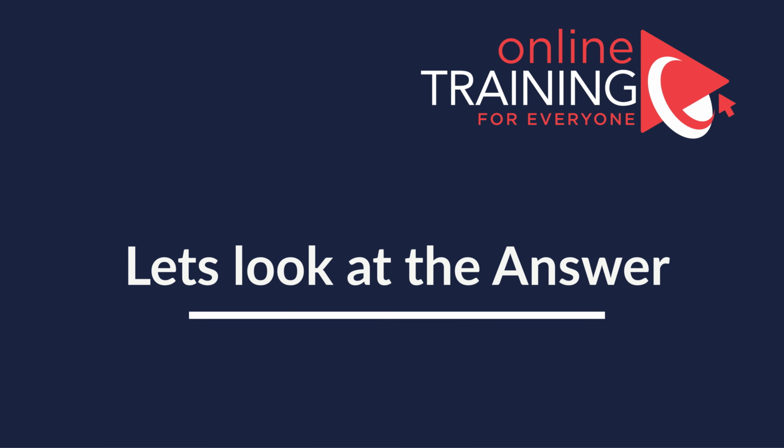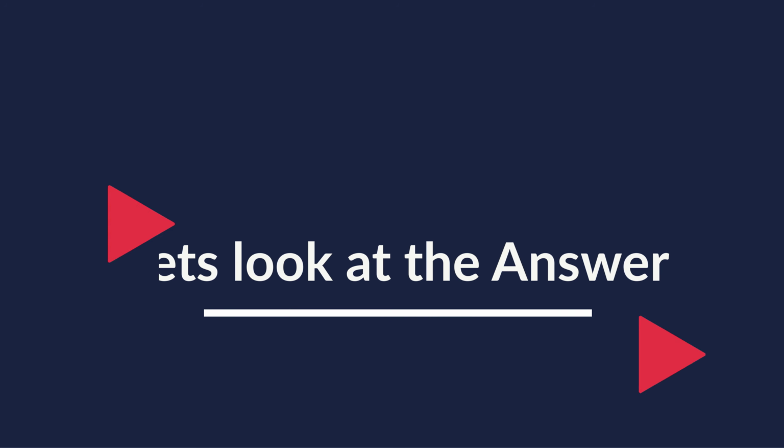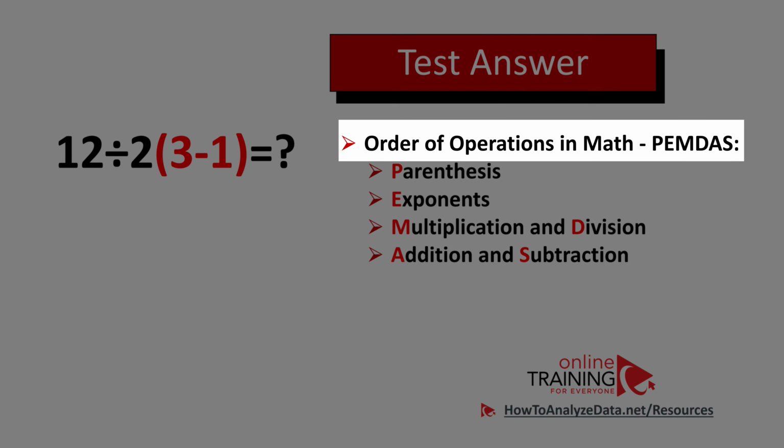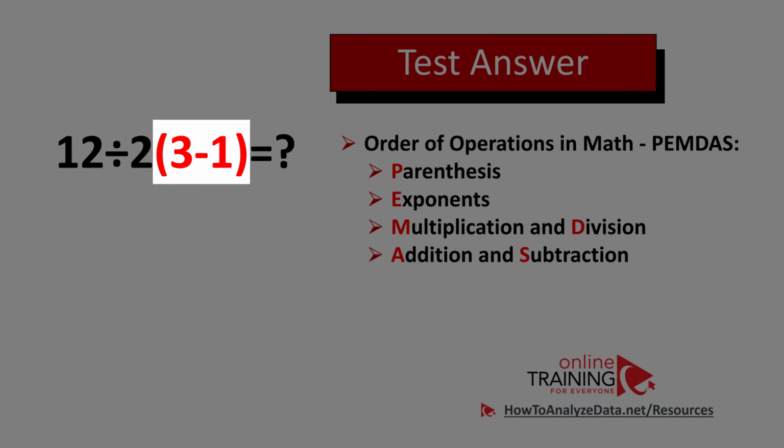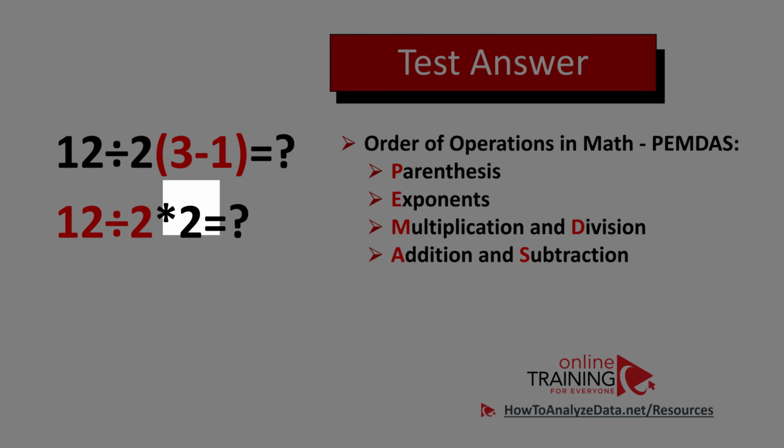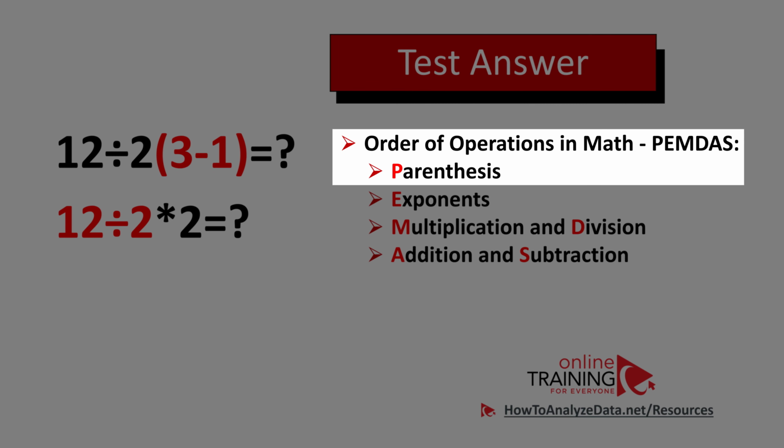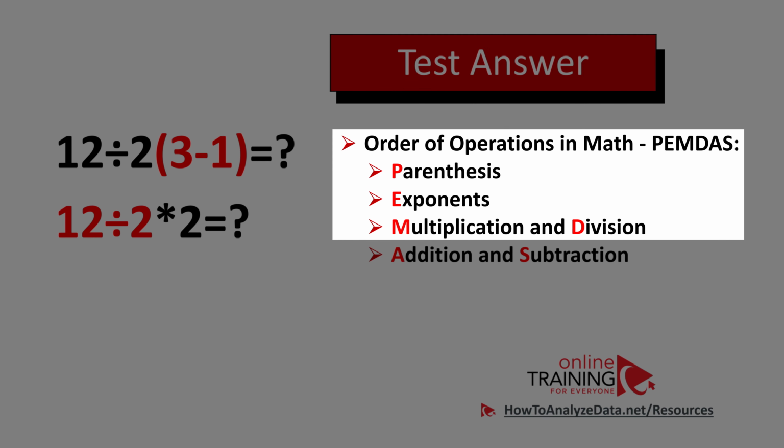Do you think you know the answer? Let's continue and get it solved together. The order of operations in math tells us that the first expression we need to solve is in parentheses. We first need to calculate 3 minus 1. And obviously the answer is 2. The big question is, what do we do next? The order PEMDAS tells us that we need to do multiplication and division. But what the order doesn't mention is that we need to do it from left to right.